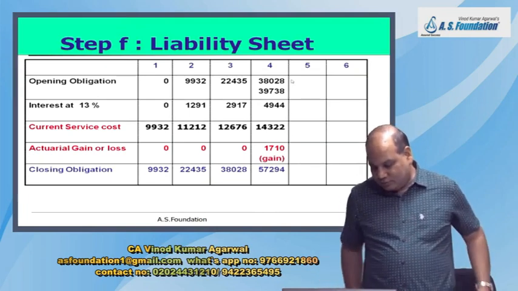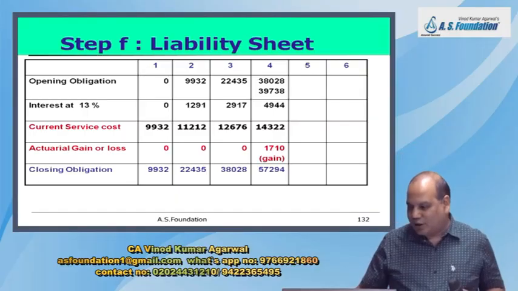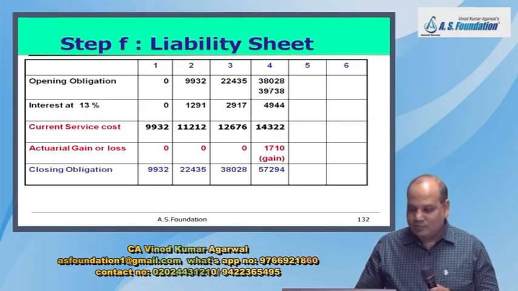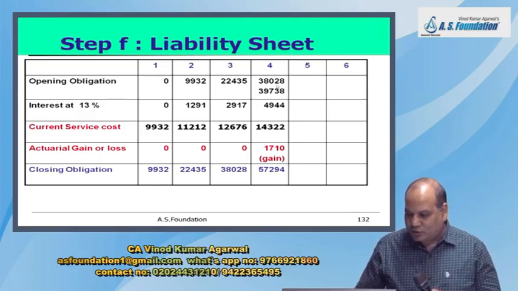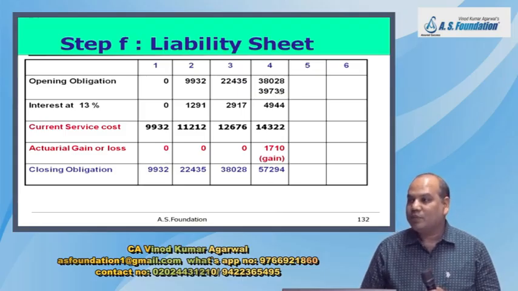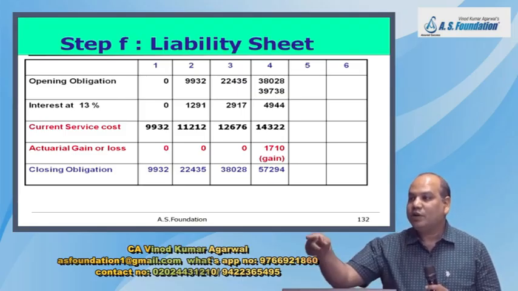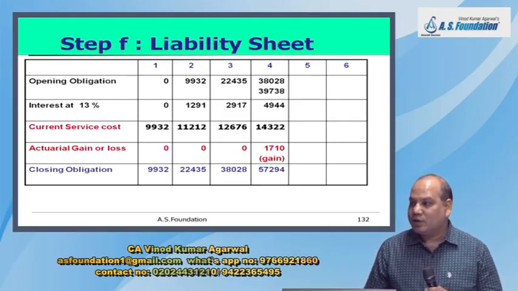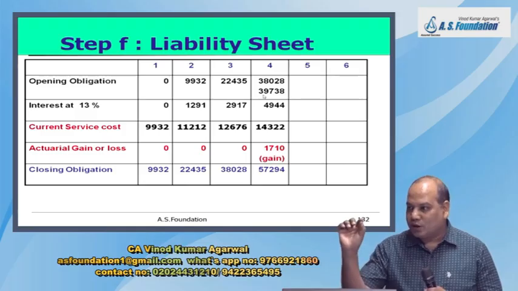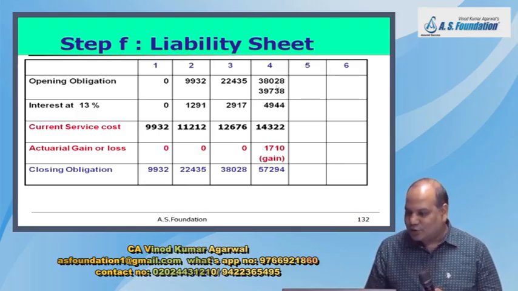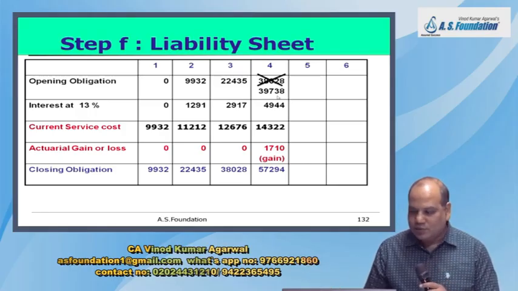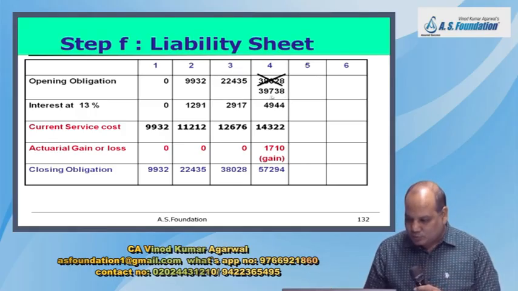Now, next year, I will write two numbers here for understanding: 38028 and 39738. In my books, which figure is appearing? 39738. In my books of account, 38028 is not appearing. So take a pencil and show: my actual figure in my books is 39738. This is the book figure. This is what it should have been.